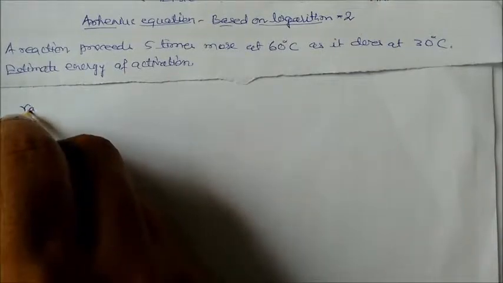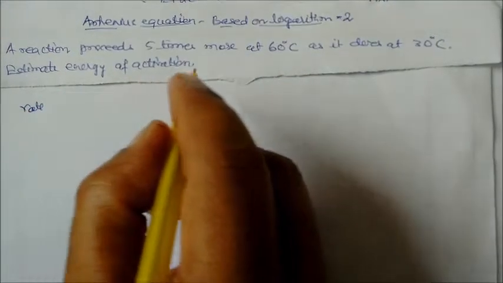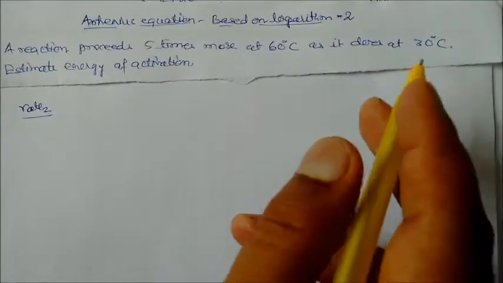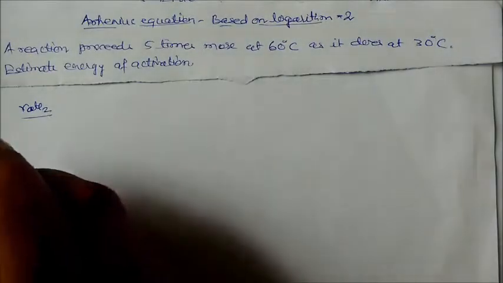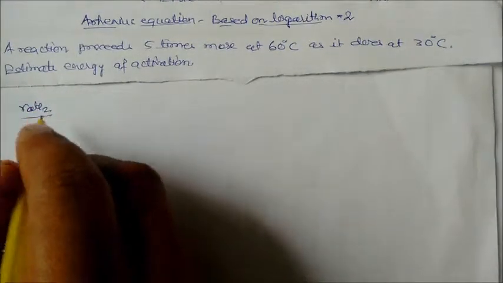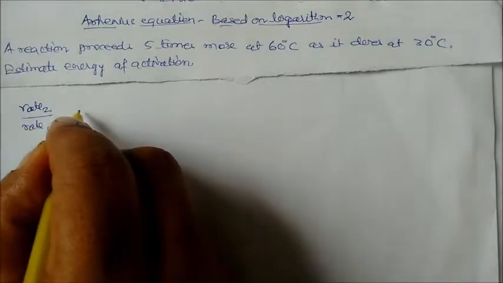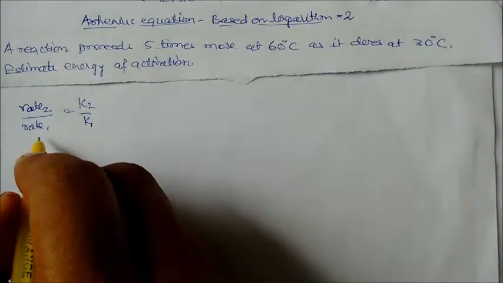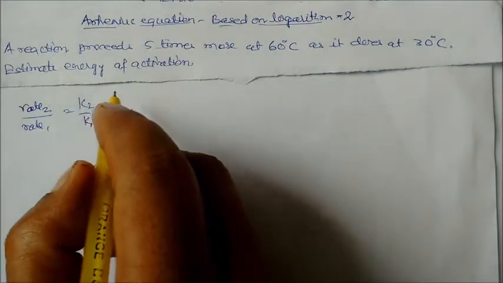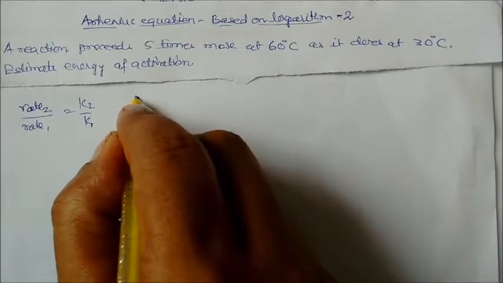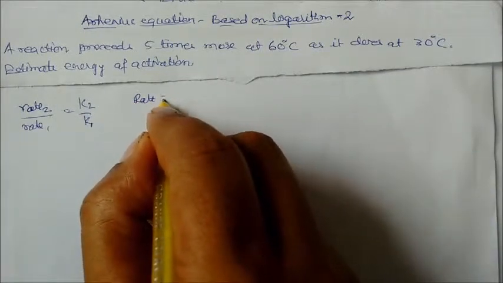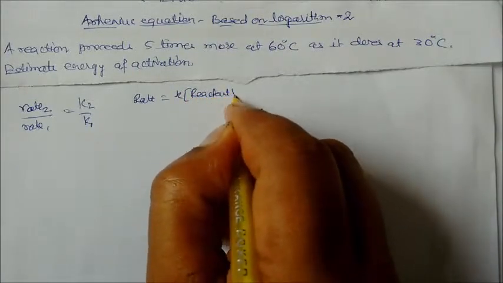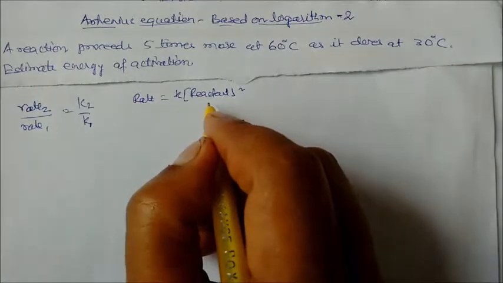So the rate is given here. Rate 2 is the rate at 60 and rate 1 is at 30. So rate 2 by rate 1 will be equal to K2 by K1. Again we use the formula: rate is proportional to the concentration, K into reactant to the power n. So from this we can get the value.